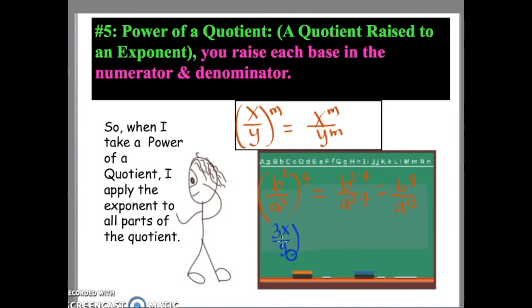3xy is being raised to the 3rd power. Okay, so raise each base in the numerator, denominator to that power. So I have 3 to the 3rd, x to the 3rd, y to the 3rd. Simplify that out. 3 times 3 is 9, 9 times 3, so that will leave me with 27, x to the 3rd, y to the 3rd. Hope that makes sense.